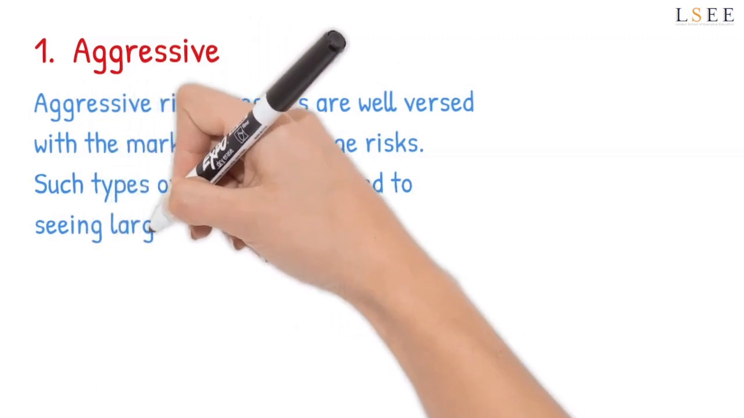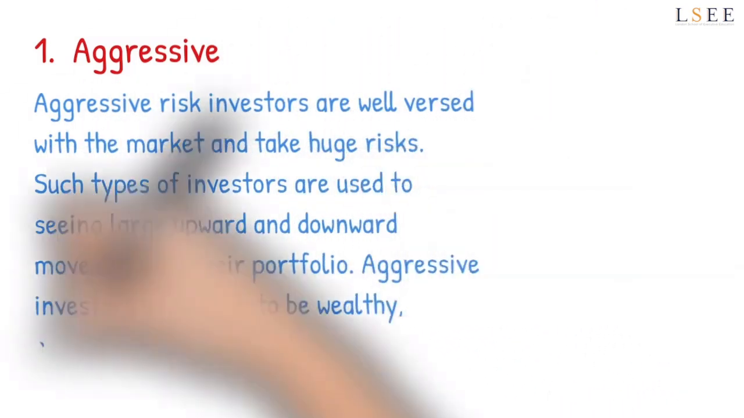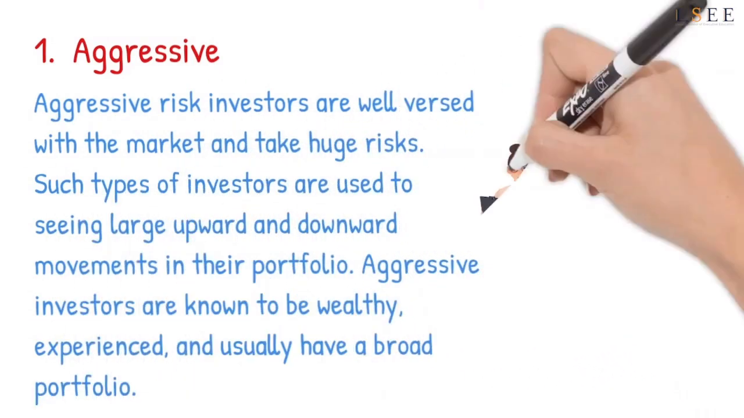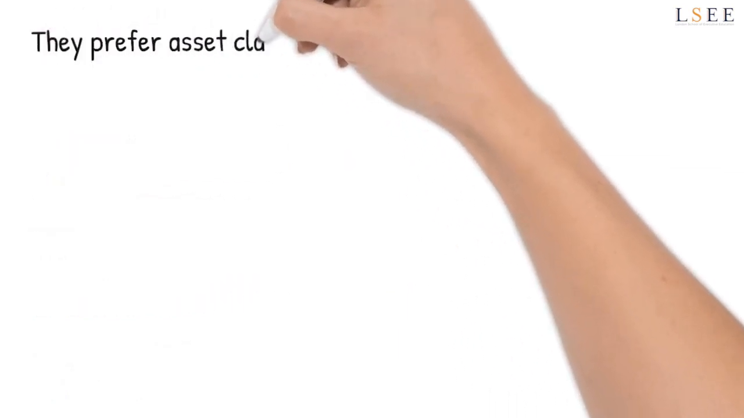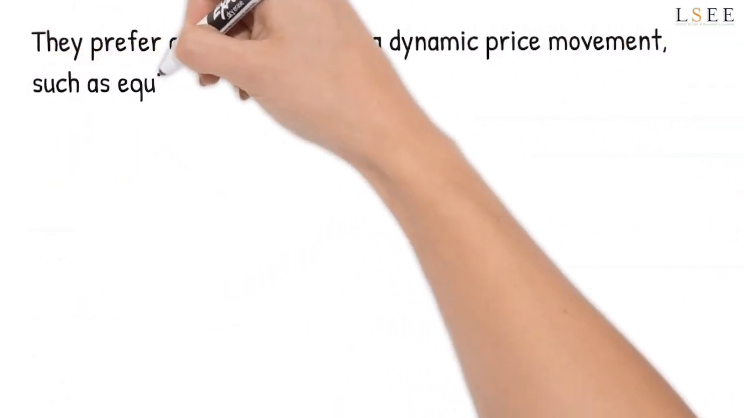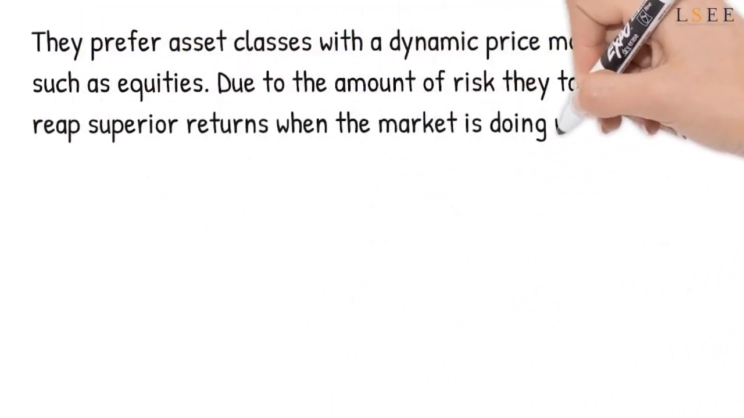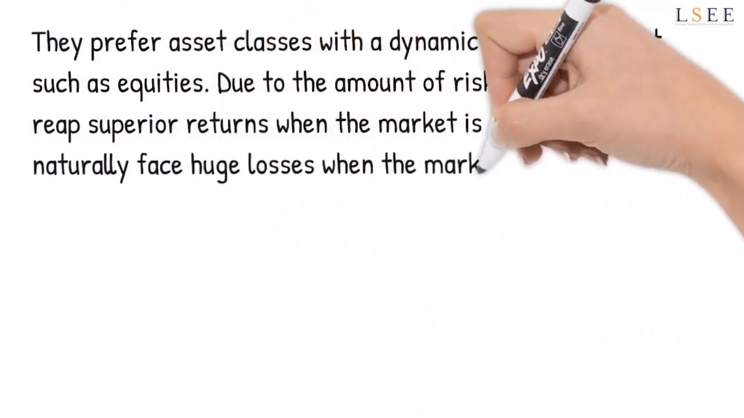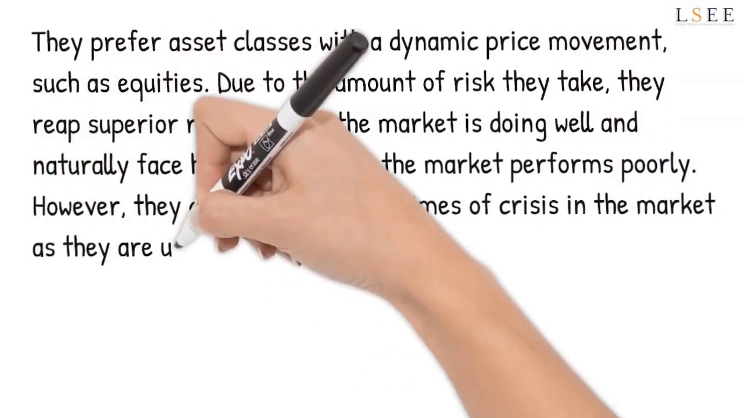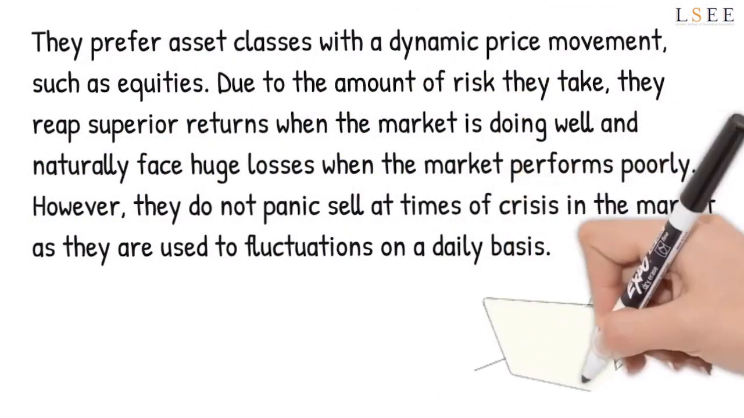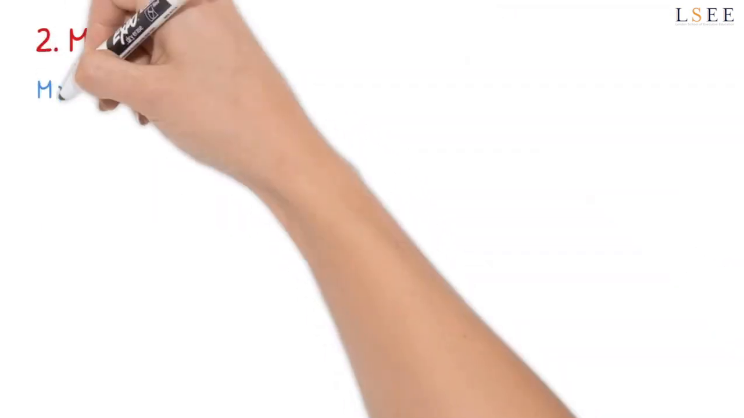Such types of investors are used to seeing large upward and downward movements in their portfolio. Aggressive investors are known to be wealthy, experienced, and usually have a broad portfolio. They prefer asset classes with a dynamic price movement, such as equities. Due to the amount of risk they take, they reap superior returns when the market is doing well and naturally face huge losses when the market performs poorly. However, they do not panic sell at times of crisis in the market as they are used to fluctuations on a daily basis.